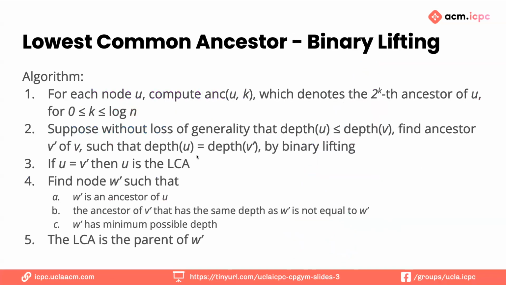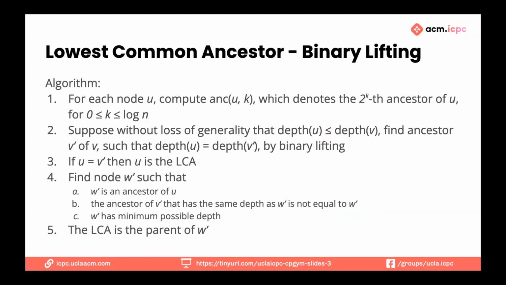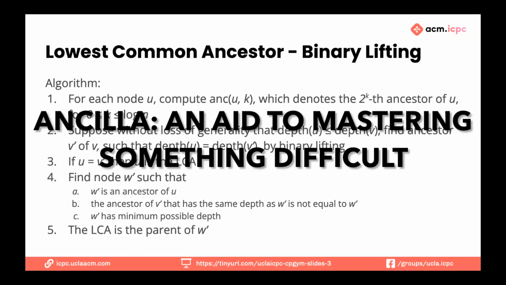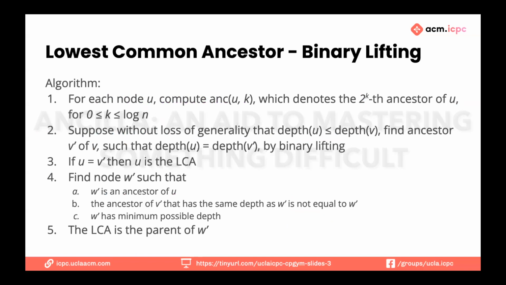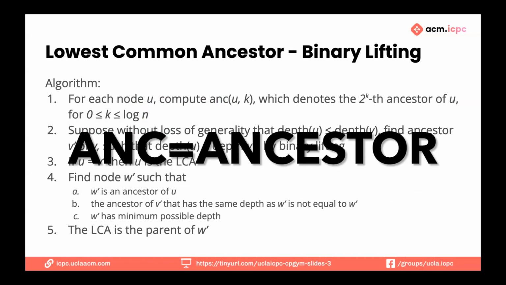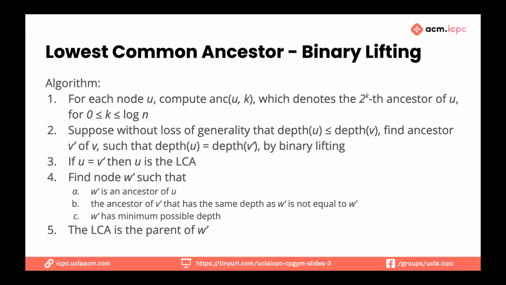So using that way of phrasing the problem, we can find an algorithm to do this efficiently using binary lifting. The binary lifting goes as follows. First, for each node U, we compute, I don't know how to say this, ancestor. I think when I learned it, they called it ancilla. I don't know what that means, but I'm just going to say anc of U and K, which denotes the 2 to the kth ancestor of U for k from 0 to log n, because the largest distance you can have in a tree of size n is 2 to the log n.